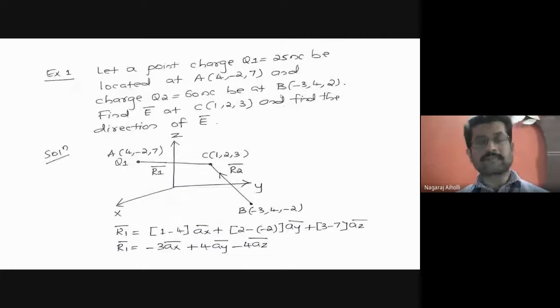Put down this example, students. We'll solve one more example. Let a point charge Q1 equal to 25 nanocoulomb be located at A of 4, minus 2, 7, and charge Q2 equal to 60 nanocoulomb be at the point B of minus 3, 4, 2. Find the vector E at the point C of 1, 2, 3, and find the direction of E bar.